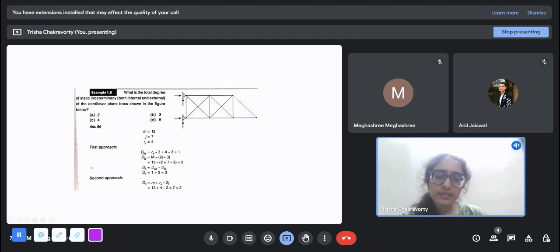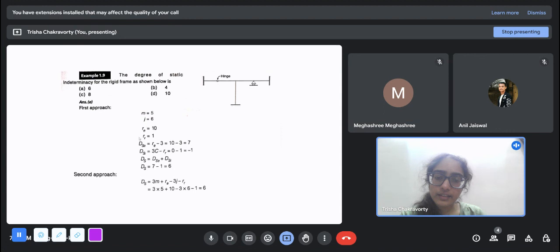The number of members is 1, 2, 3, 4, 5, 6, 7, 8, 9, 10, 11, 12, 13. And the reaction forces, they are both hinge supports, so there is 2 plus 2, 4. From the overall formula, m plus Re minus 2j, you get 3. Now the degree of external indeterminacy: there are 4 reaction forces and 3 equations of equilibrium, so it is 1 degree externally indeterminate, and the rest of the indeterminacy comes from internal. So 3 minus 1 will be 2. So DSI is 2, DSE is 1.